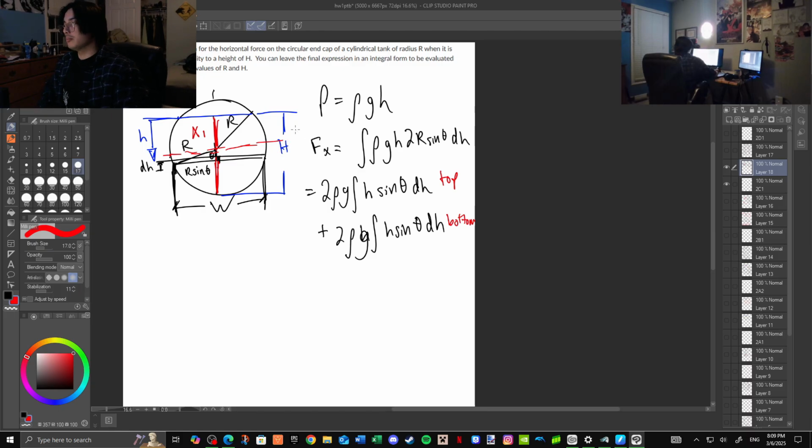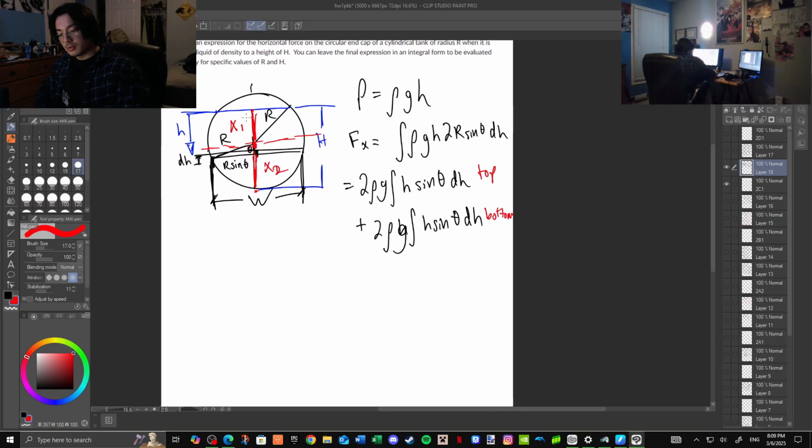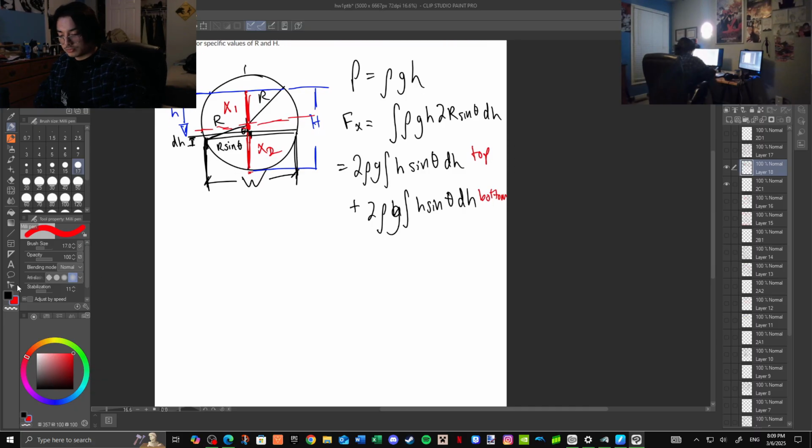We can measure the height from the center to the top of the liquid as x1, and we can measure the height from the middle of the end cap to the bottom as x2. And so we need to find expressions to replace x1 and x2 with so that we can incorporate them into our integral. So how do we find x1?